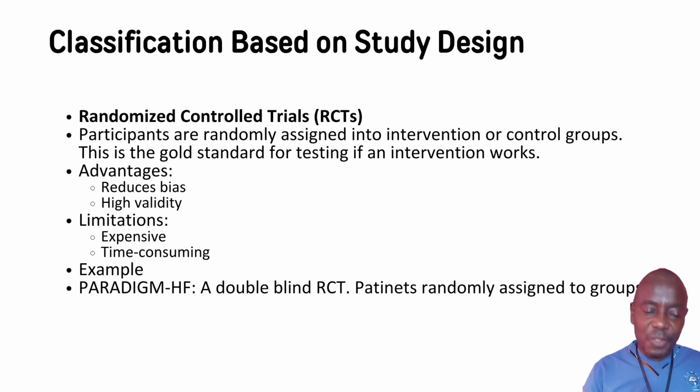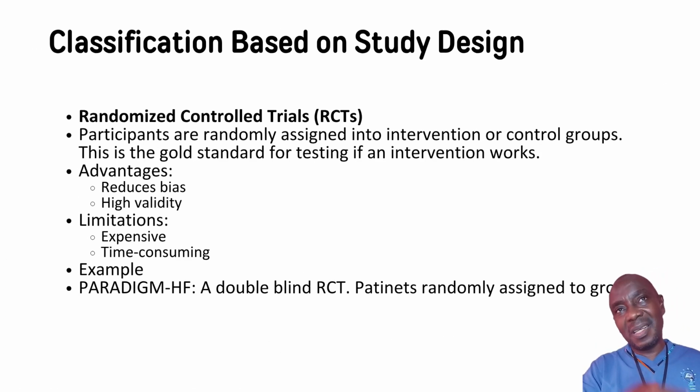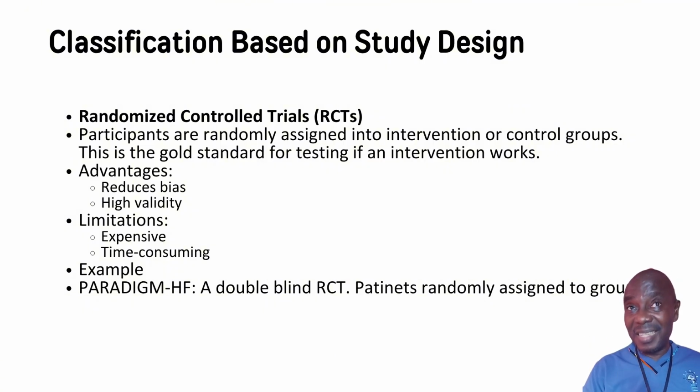So let's move on: classification based on study design. The first classification we mentioned was based on purpose. Now we look at the classification of clinical trials based on study design. We have randomized controlled trials, RCTs, where participants are assigned to this group or that group randomly. And so this forms the gold standard for testing in clinical trials.